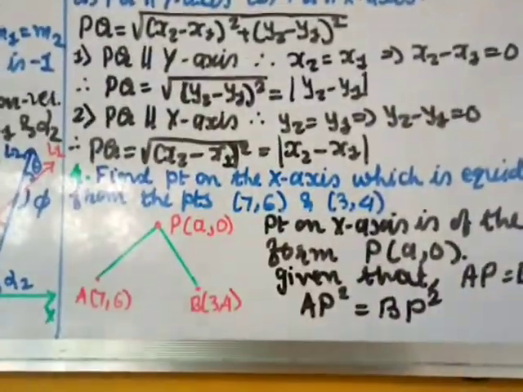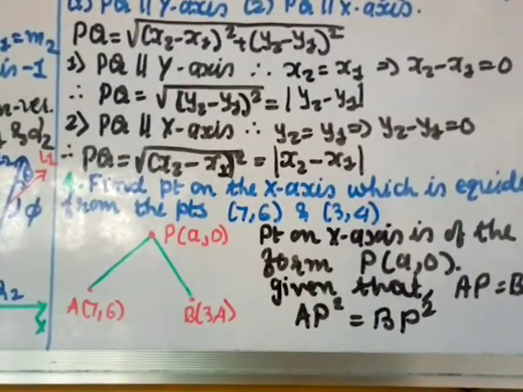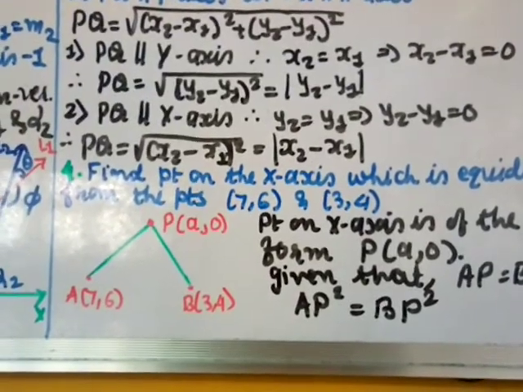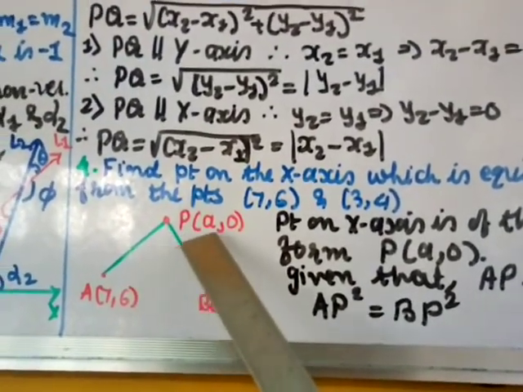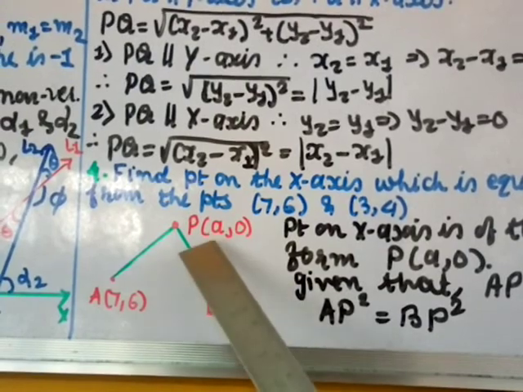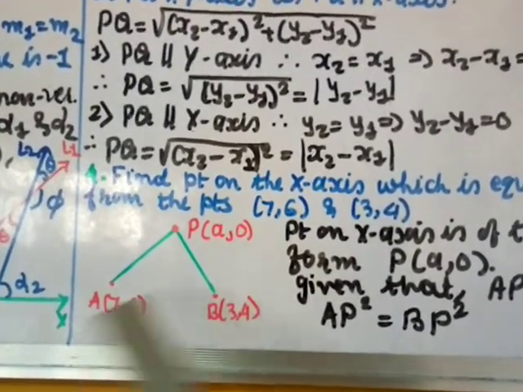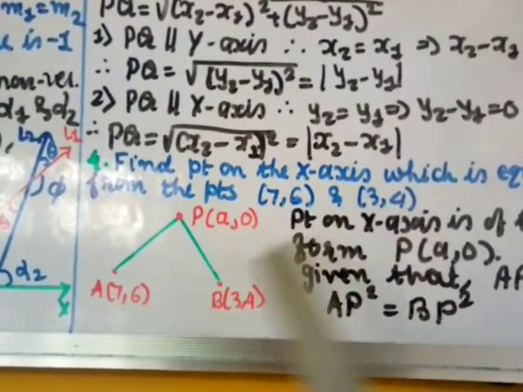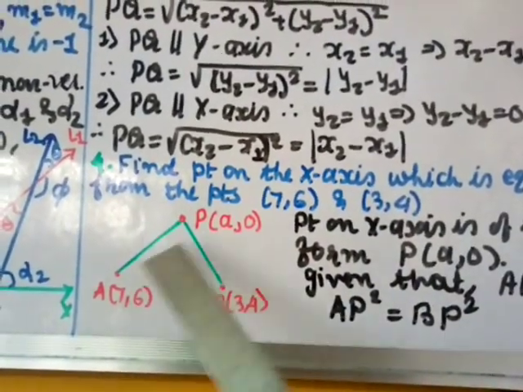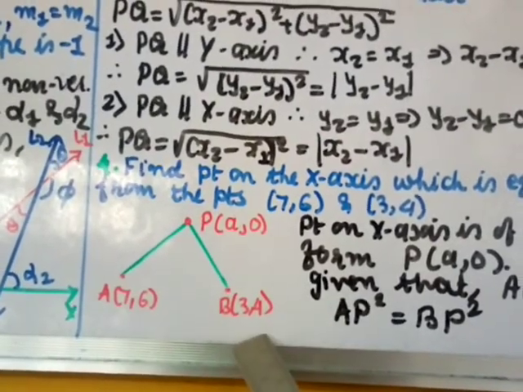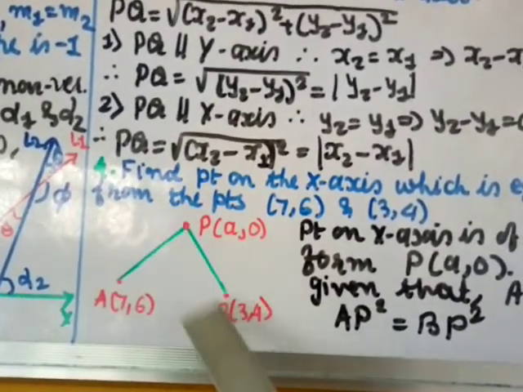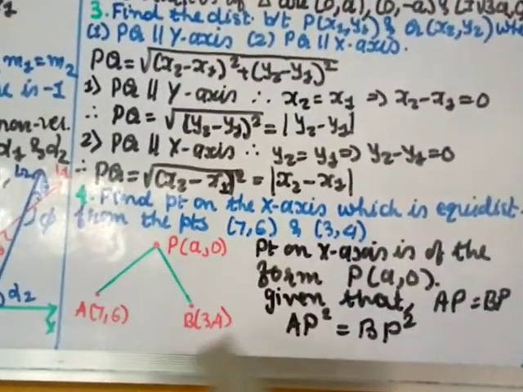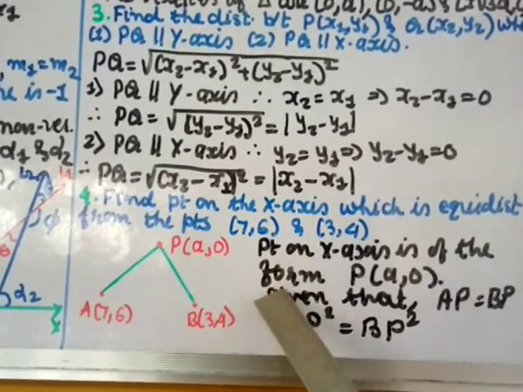Question number 4. Find the point on the x-axis which is equidistant from the points (7, 6) and (3, 4). So a point on the x-axis is of the form (a, 0). The y coordinate is 0 and the x coordinate is some value I am assuming as a. There are 2 points, I call this A (7, 6) and this B (3, 4). And they have said that P is equidistant from A and B. That means AP equal to PB, and I will use the distance formula to solve this and will find the value of a.